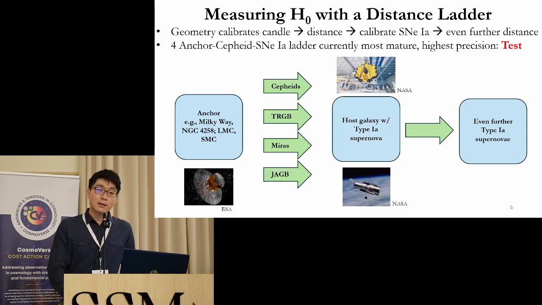Now, I would say at the moment, the 4 anchor Cepheid type 1a supernovae distance ladder is currently the most mature ladder and yields the highest precision H0. And so it's this distance ladder that we will really want to scrutinize and test.